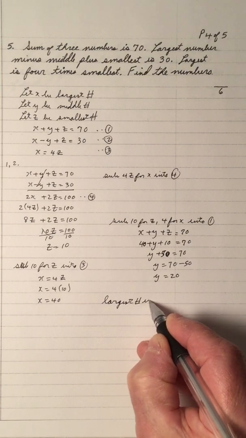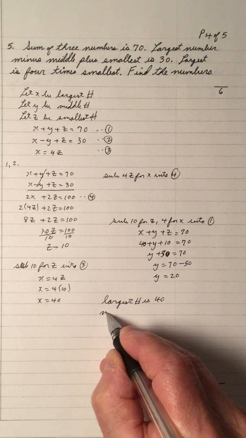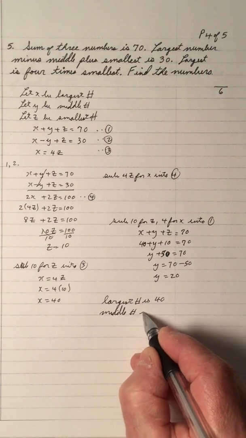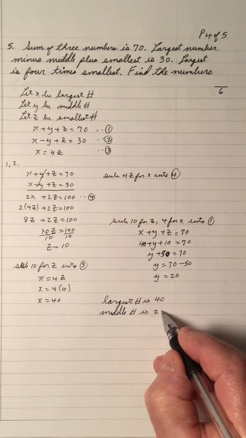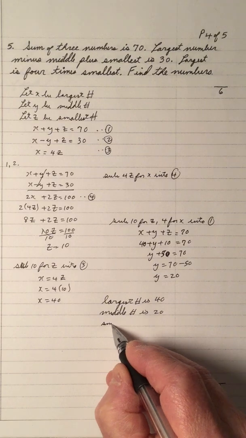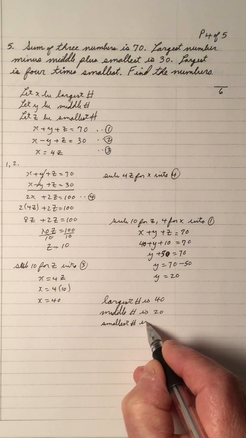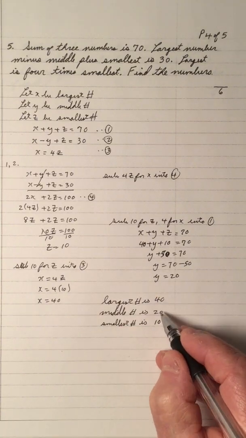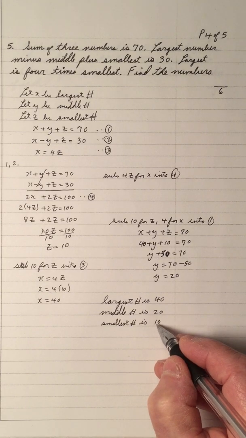So the largest number is x, and x is 40. The middle number is y, and y is 20. And the smallest number is z, which is 10. It makes sense. Largest, middle, and smallest. And you add these up, you get 70.